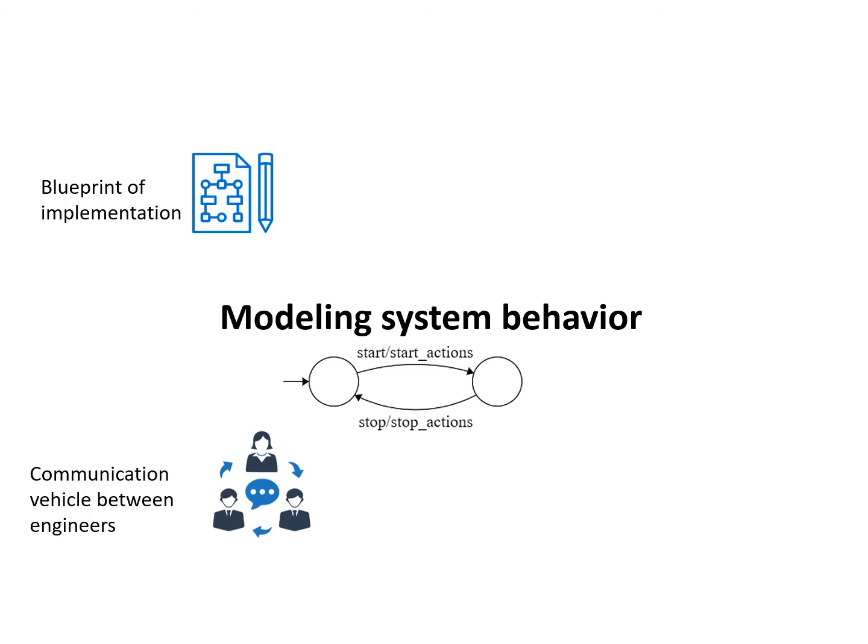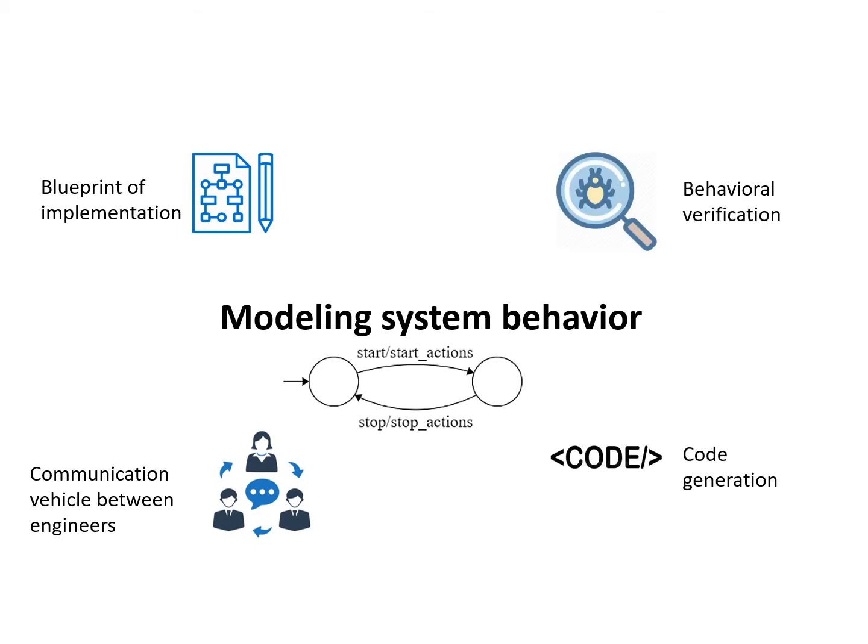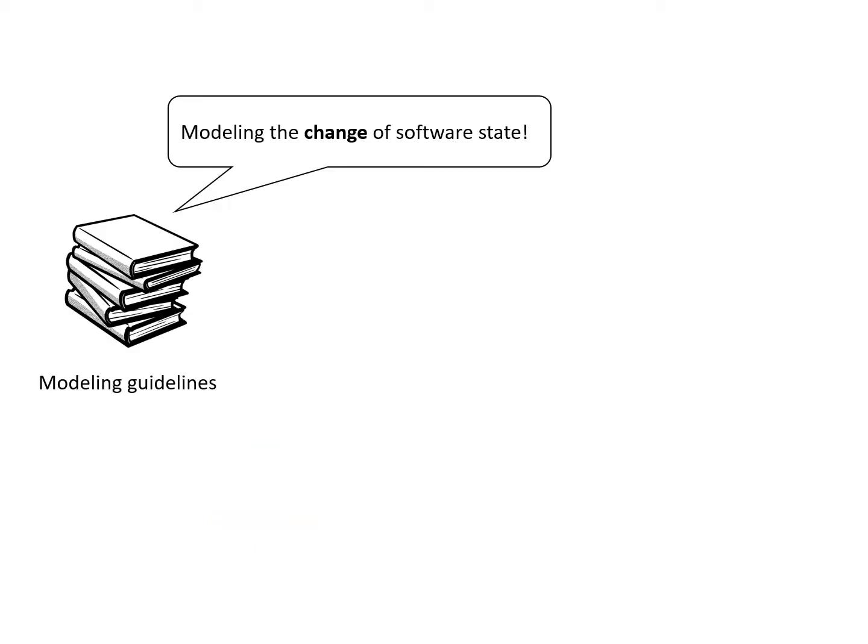Apart from using state machines to sketch ideas and to communicate with other engineers, in model-driven engineering, developers also use state machine models to verify the correctness of the software behavior and to generate code automatically. Many modeling guidelines suggest that it is only meaningful to use a state machine if you want to model the change of software state.